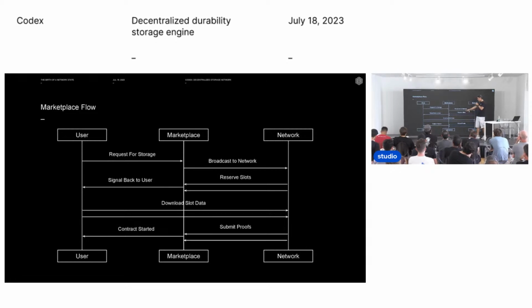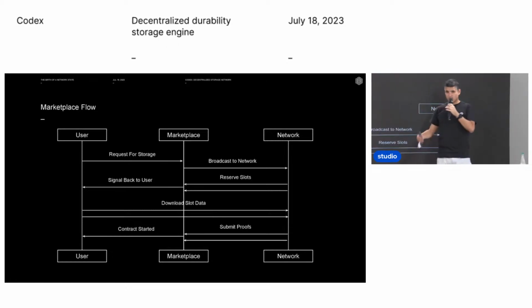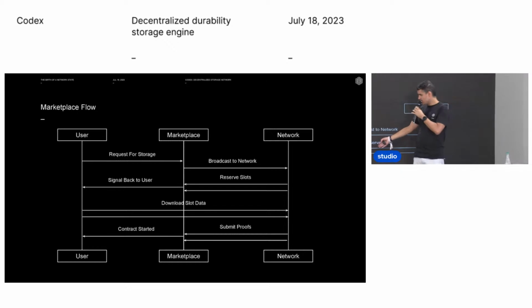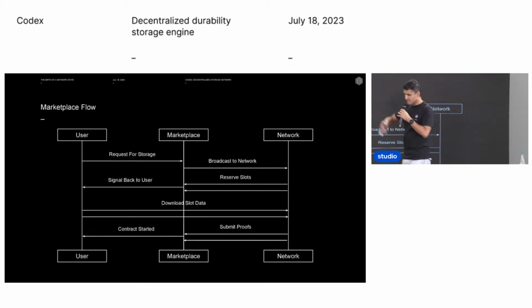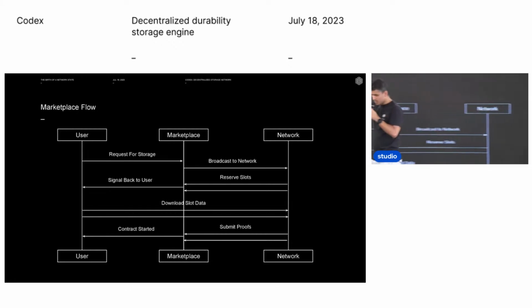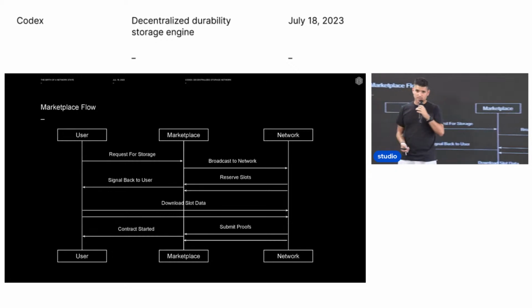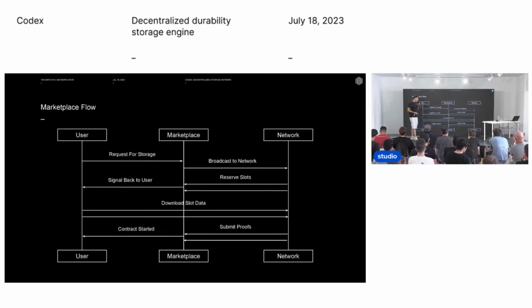And then once they have the data, they will submit the proof that they have the data, and that means that that slot has been filled. And after all the slots have been filled, then we can say that the contract has started, okay? And from that moment on, your data should be stored until the end of the contract, which is also another parameter that you specify when you want to upload some data into Codex.